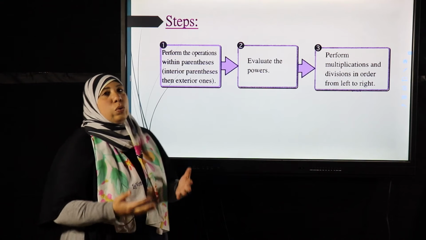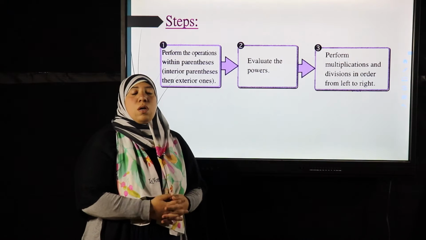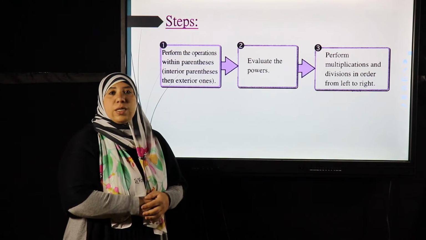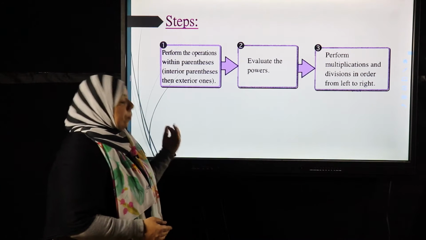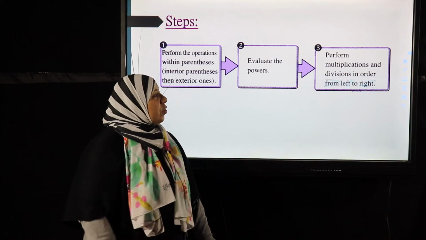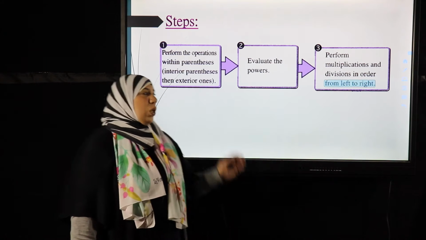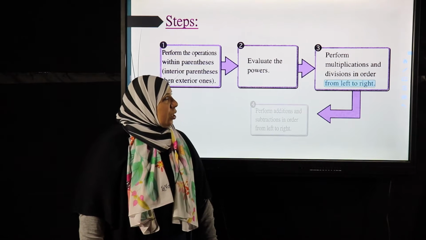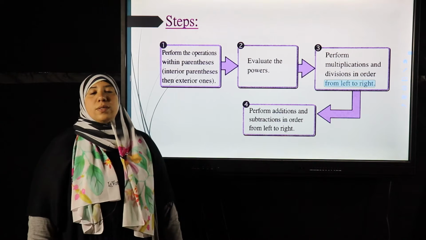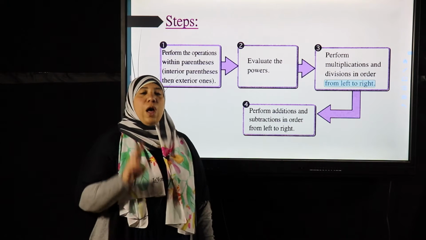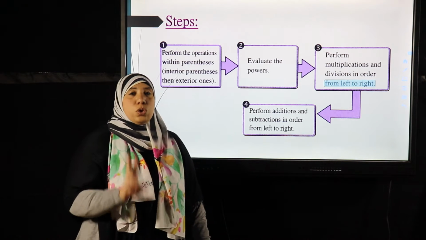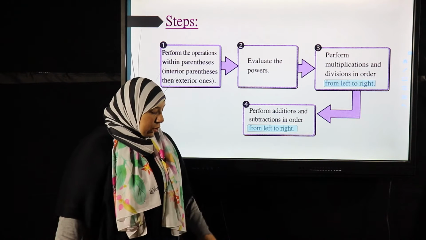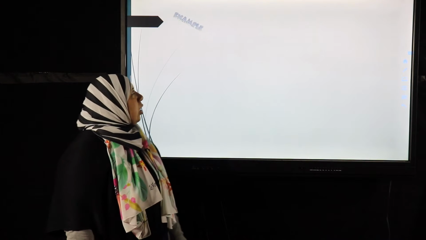If we have two multiplication operations or multiplication and division, they are the same, we do the multiplication or division from left to right. So whatever comes first, we do it before the other. The last step is the addition or subtraction. Also for addition or subtraction, if you have two operations of addition or two operations of subtraction, we do the operation from left to right. How is that? Let's take an example.